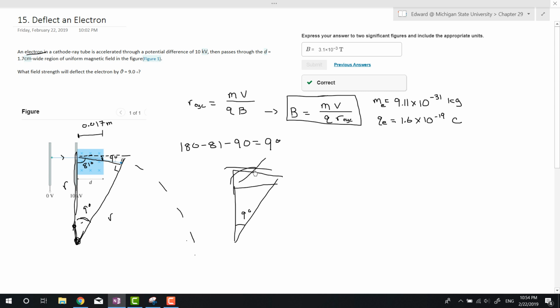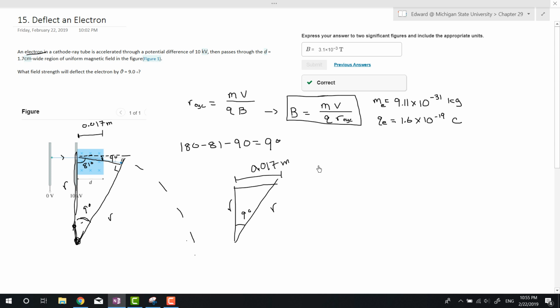Forget about that nonsense up there. We know this distance right here. This distance is D, 0.017 meters. That's R, and that's R. And we can solve for whichever one we like. So let's go ahead and use sine, right? Because we got opposite over adjacent, or we can use tangent as well. But let's go ahead and use sine.